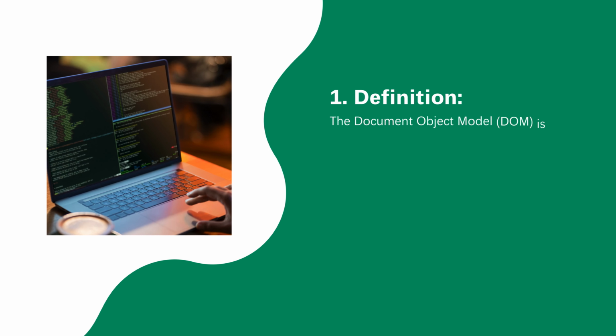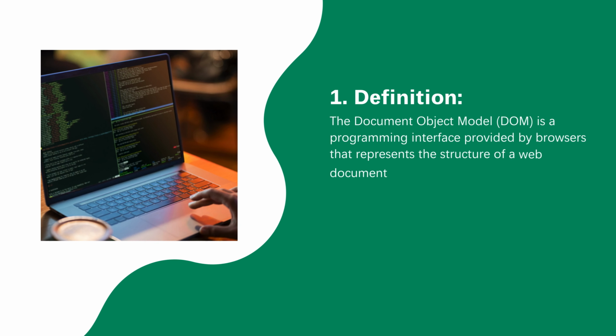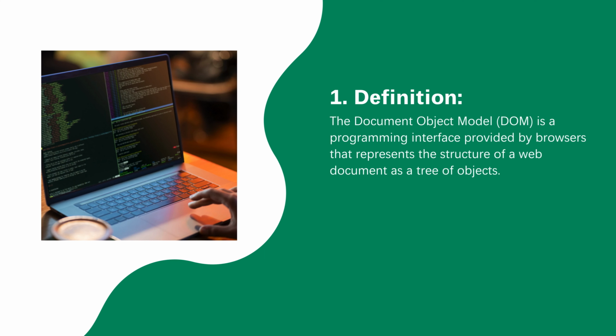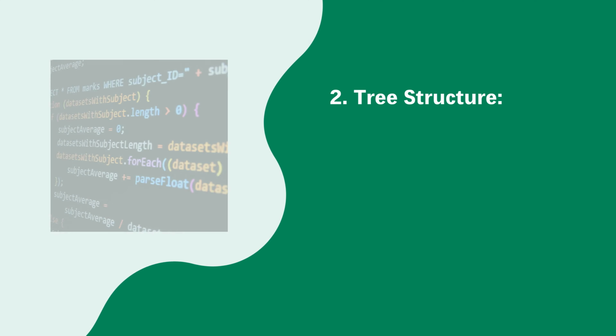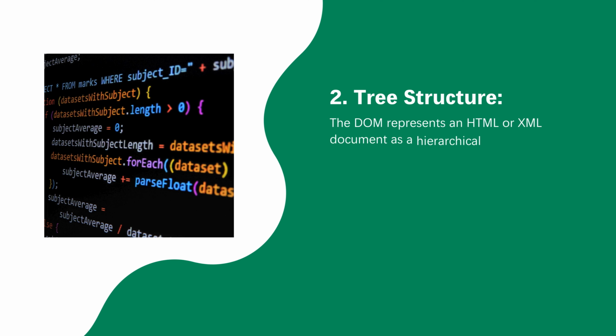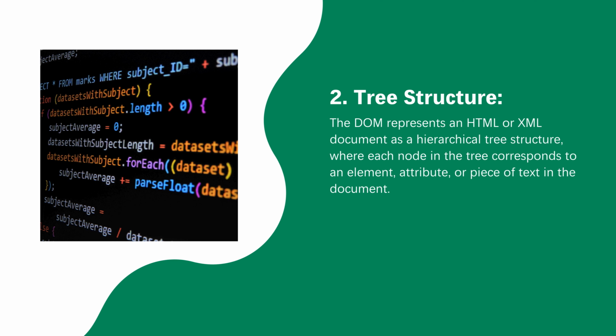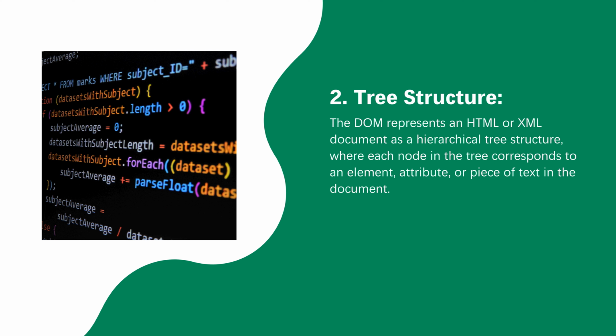Definition. The Document Object Model, DOM, is a programming interface provided by browsers that represents the structure of a web document as a tree of objects. Tree structure. The DOM represents an HTML or XML document as a hierarchical tree structure where each node in the tree corresponds to an element, attribute, or piece of text in the document.